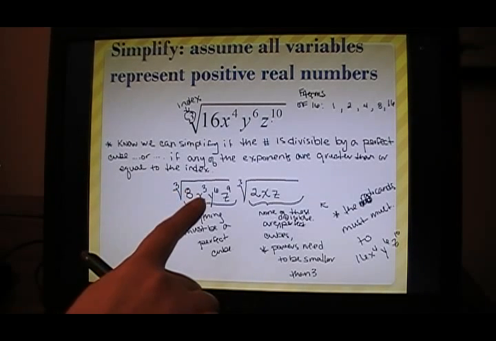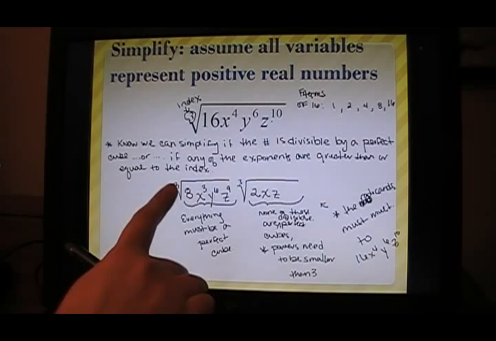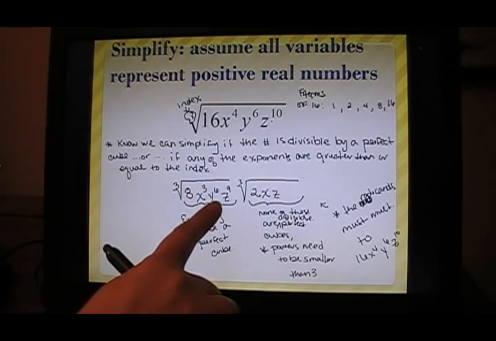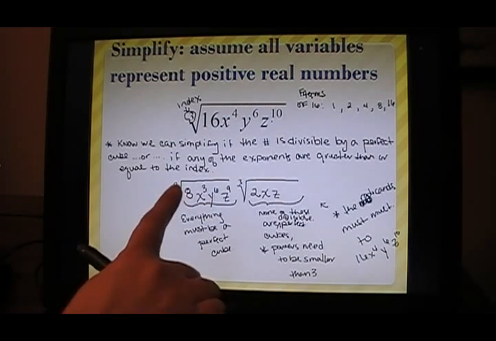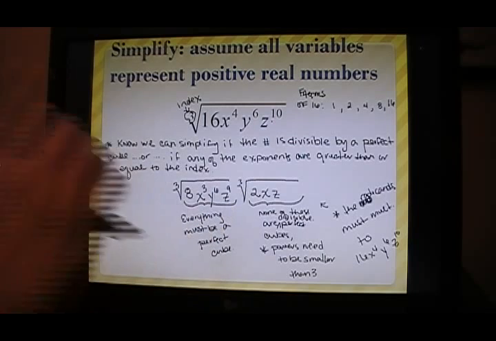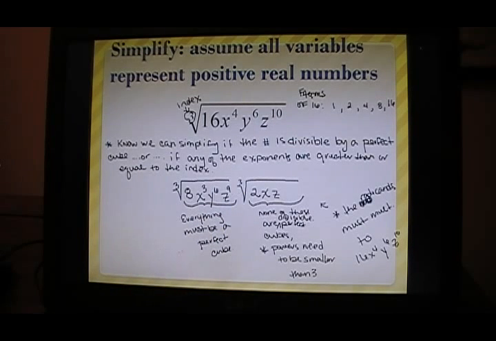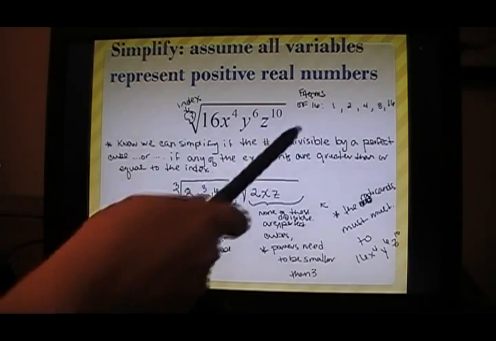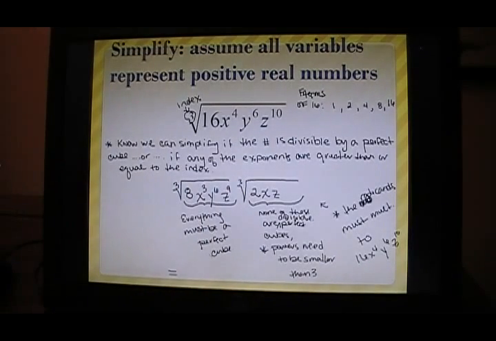3 times to get x to the third, x. 3 times to get y to the sixth, y squared, and 3 times to get z to the ninth, you would multiply z to the third. So the simplified version of this expression is 2x y squared z to the third times the cubed root of 2xz.